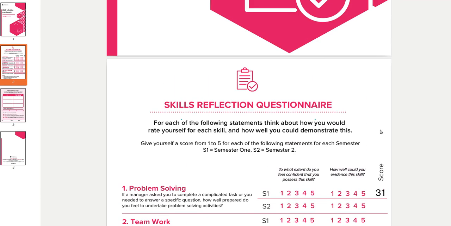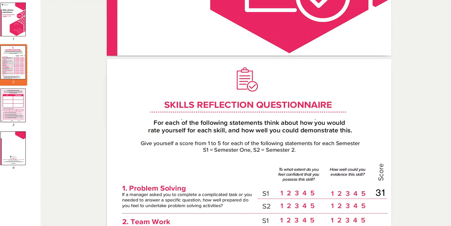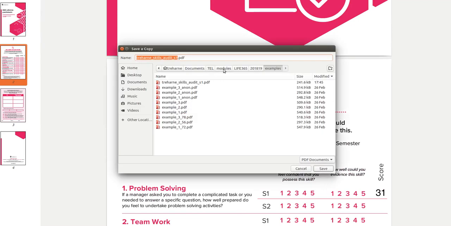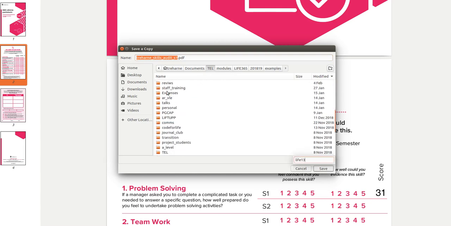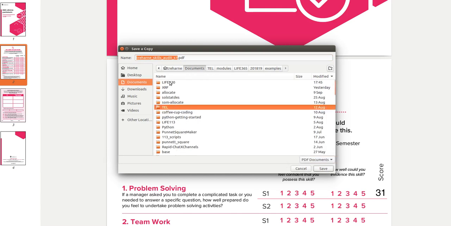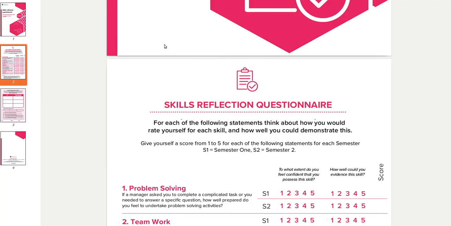Once you've done that, we're going to save the document. I'm just going to overwrite that. I don't think that went in the right place, hang on. Save a copy. Where was I? Modules. Actually, no, it was in here, LIFE130. Sorry, there it is. And I'm just going to overwrite that. Okay, now, we've only done half the job so far because we've got to upload that as well.